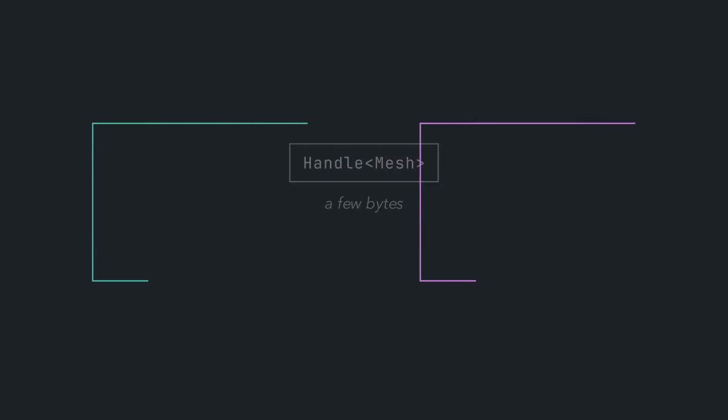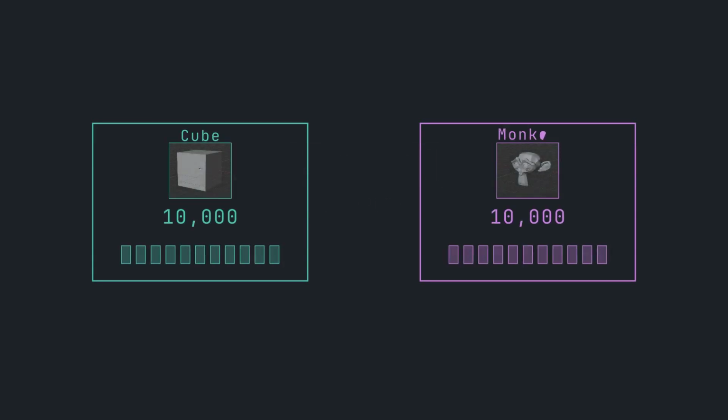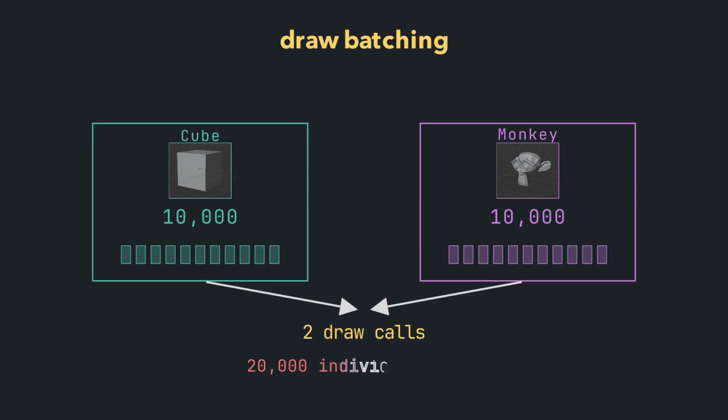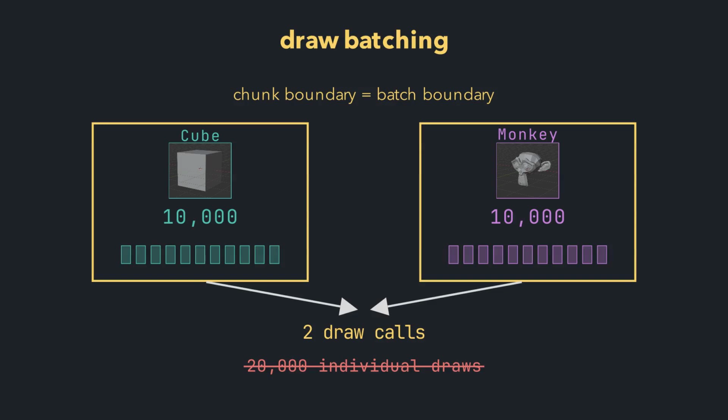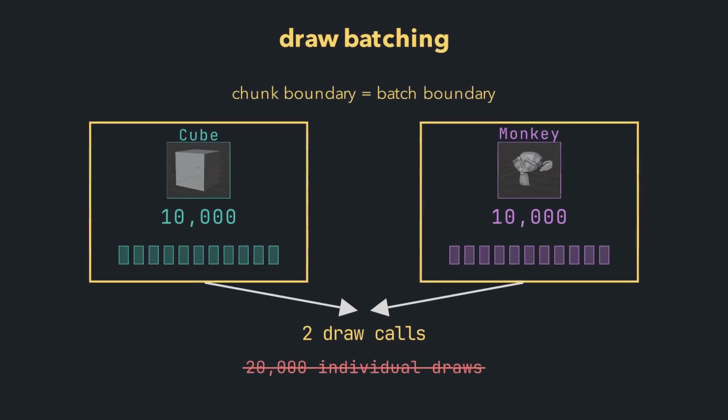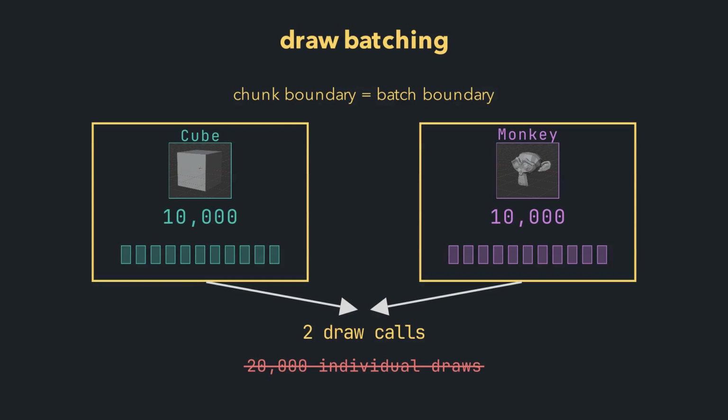But after a day of digging, I don't think deduplication is why anyone actually wants this. The thing you're deduplicating is a handle, a few bytes. The real reason is rendering. If you have 10,000 cubes and 10,000 monkeys on screen, you want to submit each group as one batch, not 20,000 individual draws. Shared components hand you those two groups already separated, at no extra cost, because the chunk boundary is the group boundary. That's a genuinely good idea, and it's the reason the feature exists.